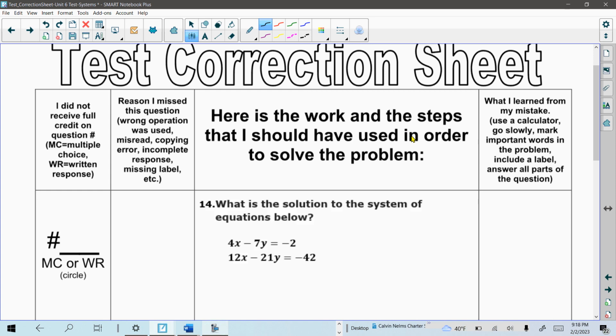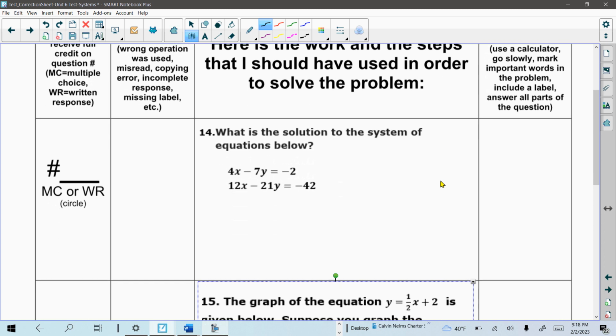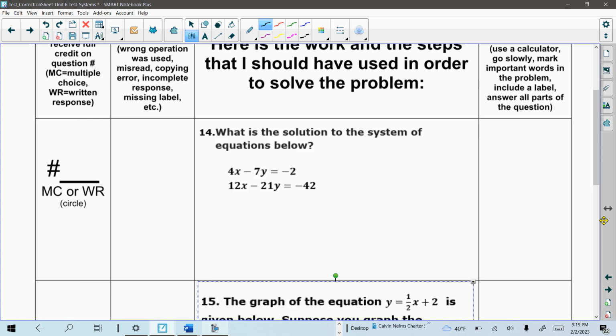Alright guys, let's talk about this last section, this last set of problems. On number 14 here, you did have to solve. I didn't specify the method, so as long as you picked the best method for you and got to the correct answer, I gave you full credit. To me, the best method to solve was elimination.